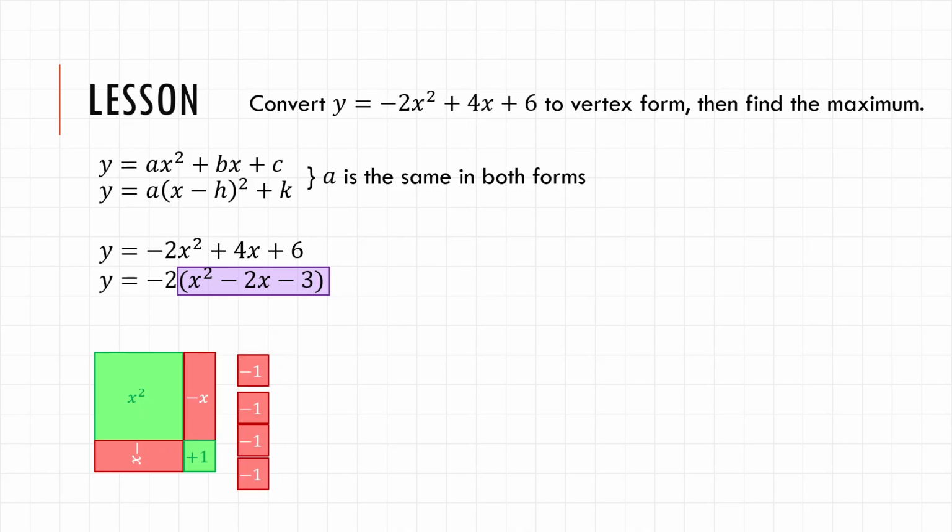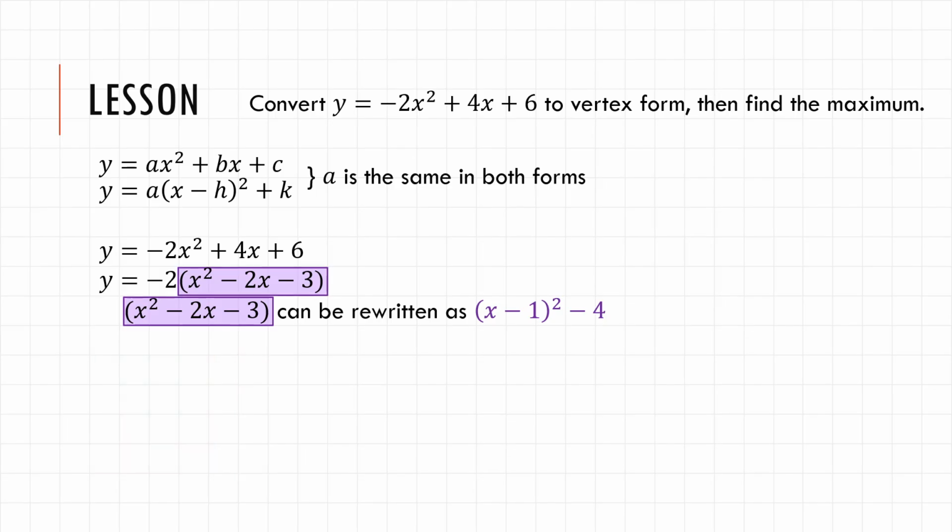Just like that. And so the point that I'm trying to make here is that this trinomial, which is not a perfect square trinomial, can be rewritten as x minus 1 times x minus 1, or in other words, x minus 1 squared minus 4. And if I can rewrite this as x minus 1 squared minus 4, I'm going to actually do that now. And now I can take this -2 and distribute it to these two different terms.